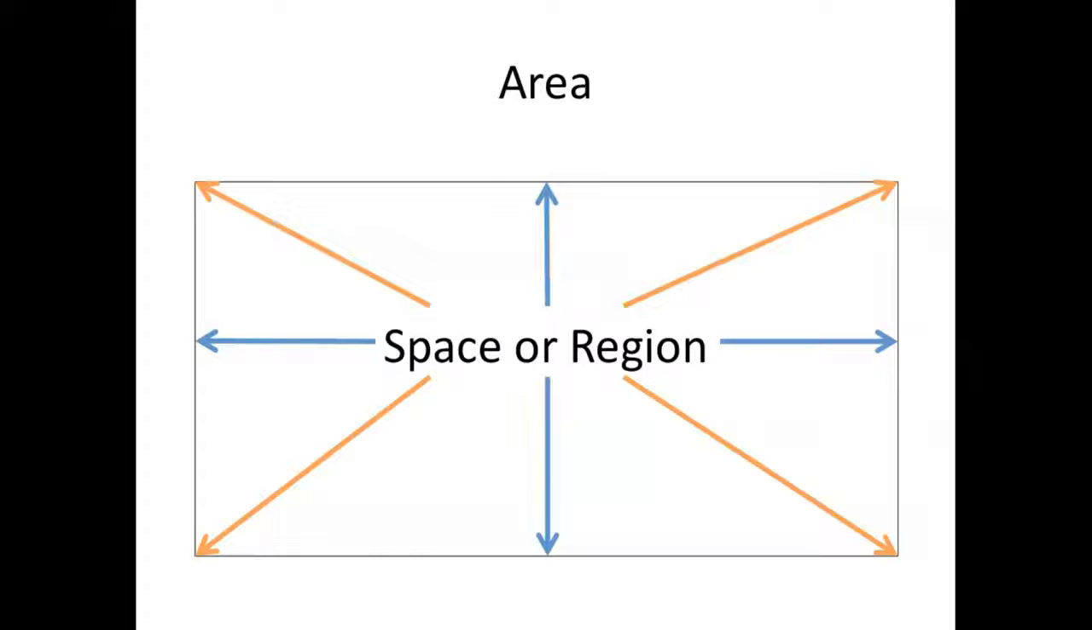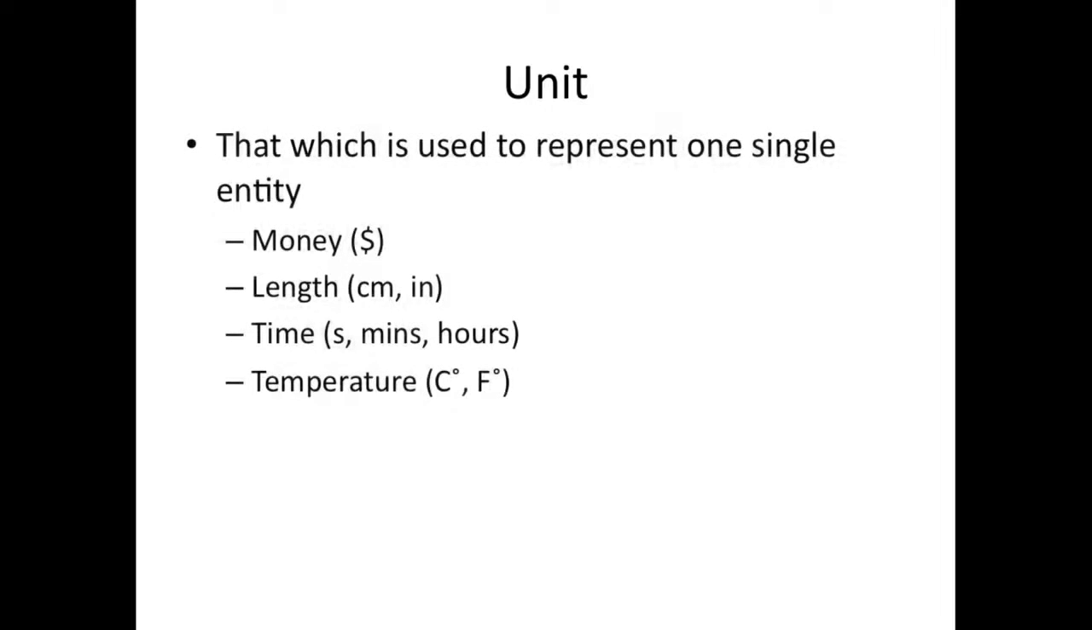And how can we go about doing that? Well, the first step of quantifying anything would be to define a unit to quantify it by. And a unit is something that represents a single entity. So for example, in the USA, the unit of money is dollars. And if you go, let's say, to London, the unit of money would be pounds.